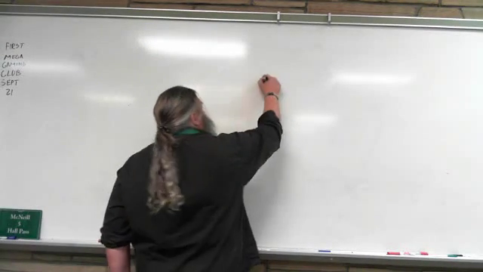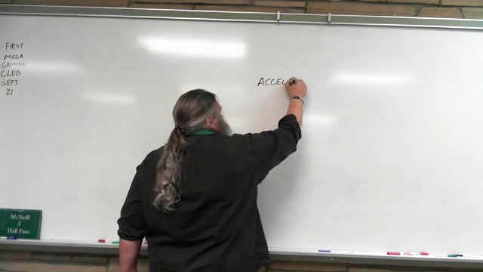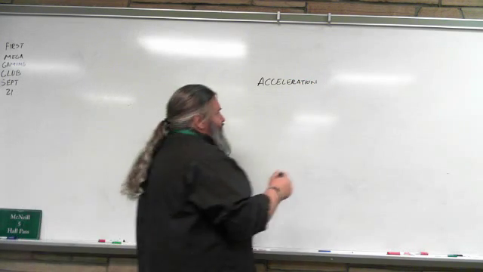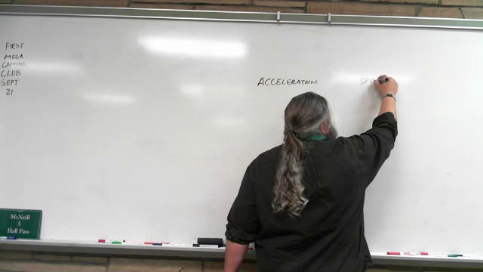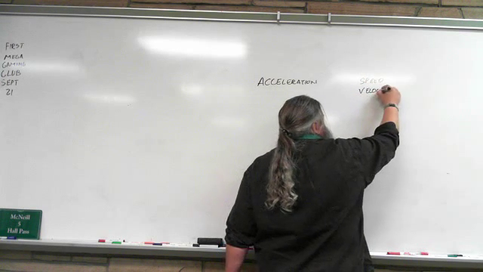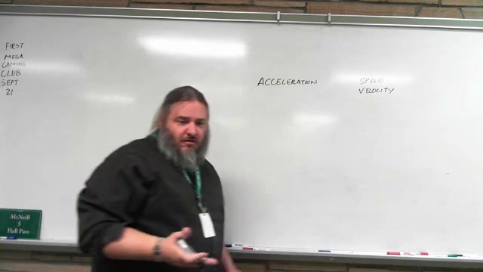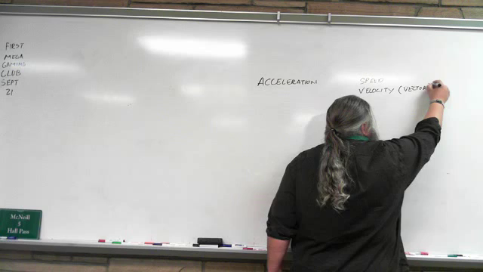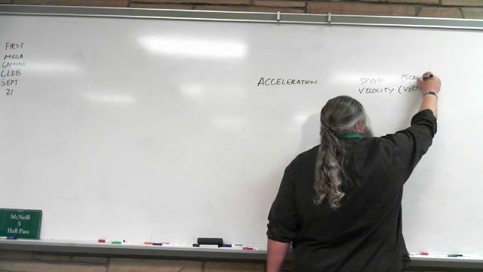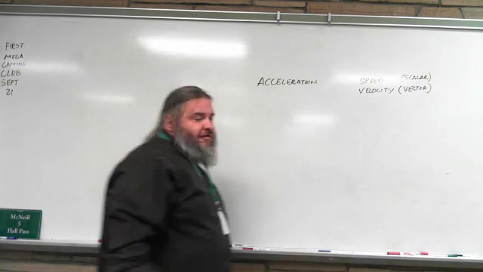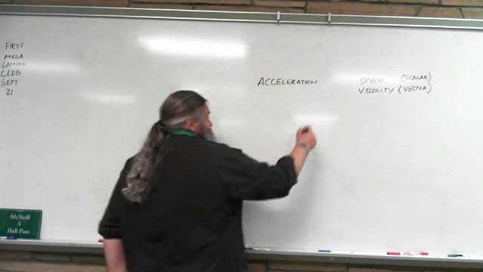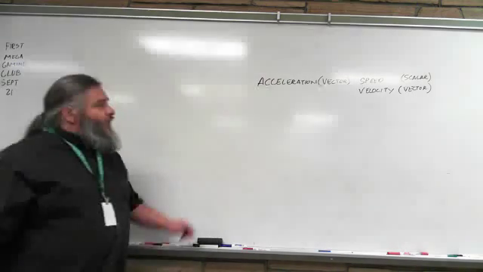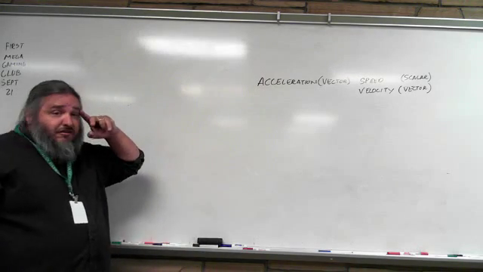So the last one is acceleration. In velocity and speed, we had speed and we had velocity. There was one thing I forgot to mention: direction. Because velocity has a direction, we consider that to be a vector, and speed a scalar. Okay? So when we get to acceleration, acceleration turns out to be a vector.